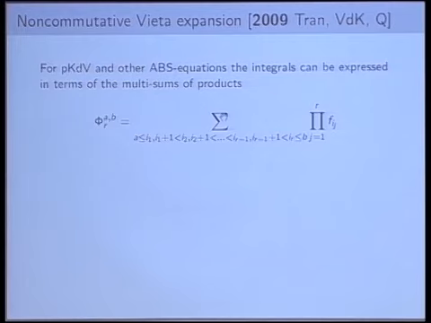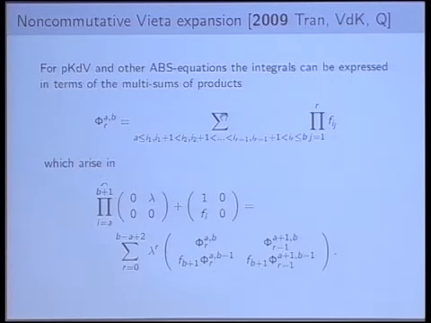We've been going on to see if we could find similar formulas for the integrals of the ABS equations, and we succeeded, apart from the Q4 equation. But we had to come up with a different multisum of products. The range is a little bit different, and this funny -1 is not there. So I2 is strictly bigger than I1 plus 1, and that holds for all the variables.